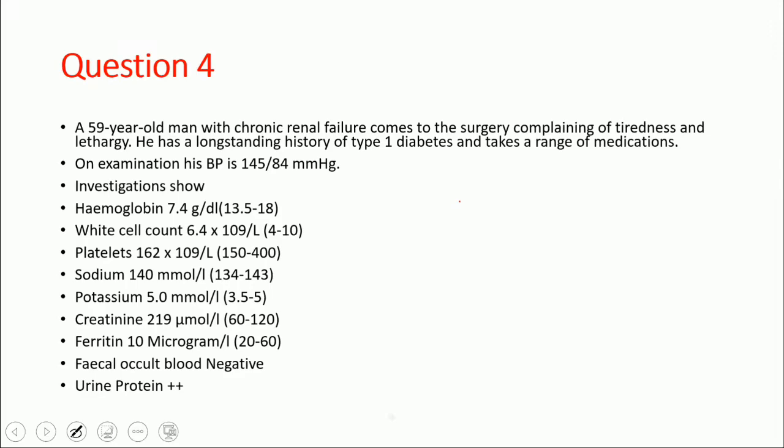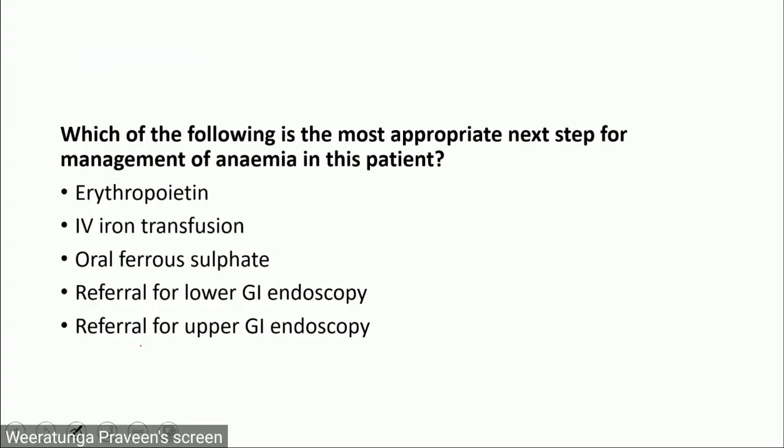A 59-year-old man with chronic renal failure, there is anemia with a ferritin of 10. Right, ferritin of 10. Okay. So what is the story? There is clear iron deficiency. I told you the criteria for iron deficiency. So this patient clearly has iron deficiency. So remember, in this patient, you have to start the patient on iron before erythropoietin, right? That is very important, right?